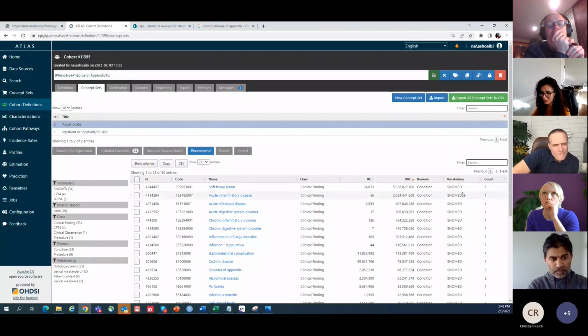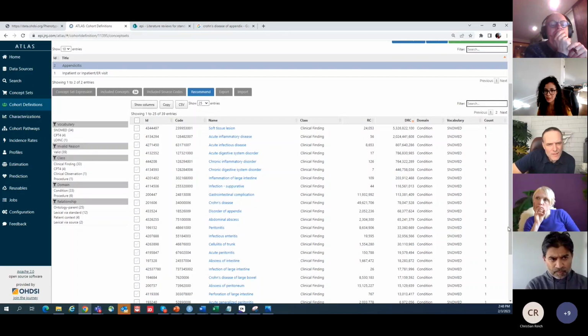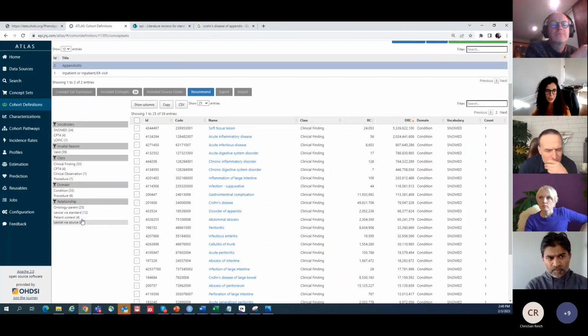If you haven't talked to Patrick or Anna lately, you should, because that's their new invention. What this is doing is taking the concept sets that were included and recommending codes that he may have missed. This is something somebody should do while developing their definition, but as a peer reviewer, I'm just making sure they did this and didn't miss anything. So I'm looking at the recommendation system. What Phoebe is doing is recommending codes for me based on that appendicitis code list.